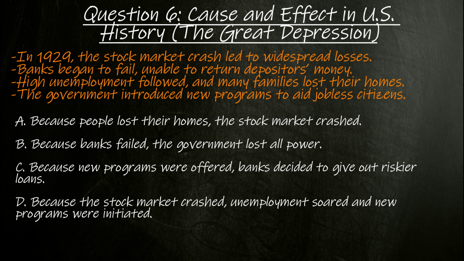The key to identifying cause and effect is looking for a clear chain of events, where one thing leads to another, rather than just happening at the same time. In this case, the stock market crash didn't just happen alongside bank failures and unemployment. It directly contributed to them, making it a clear cause and effect relationship. So if you chose D, you got it right. The stock market crash directly caused unemployment to soar and led to new programs. The other choices reversed or misrepresented this relationship.